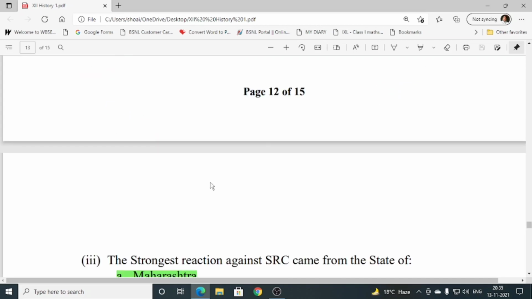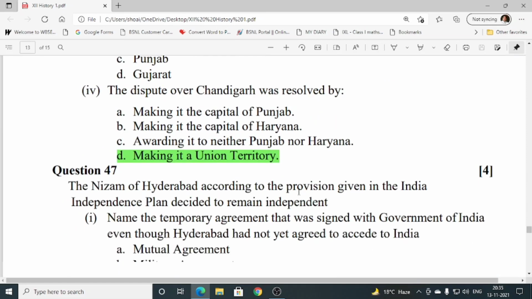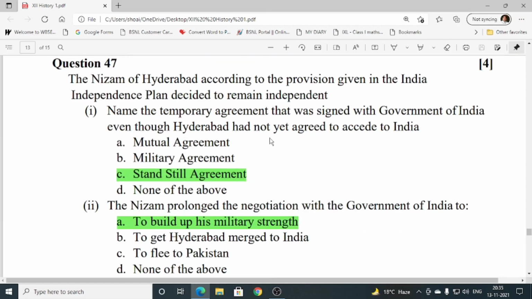Okay, we are about to finish this. Number 3, the strongest reaction against SRC came from the state of Maharashtra. Then number 4, the dispute over Chandigarh was resolved by making it a union territory. Then number 47, Nizam of Hyderabad, according to the provision given in India's independence plan, decided to remain independent.